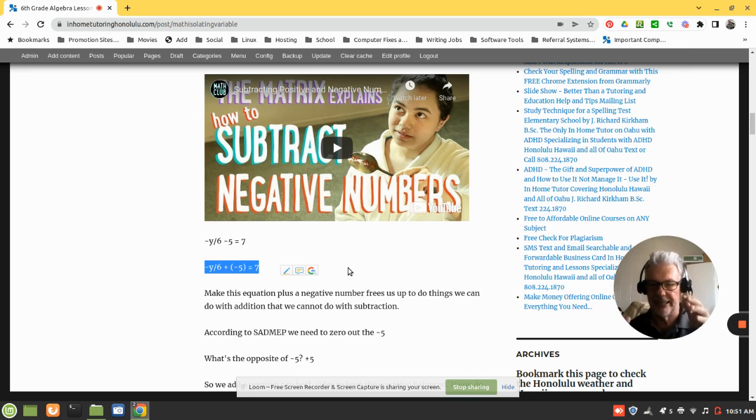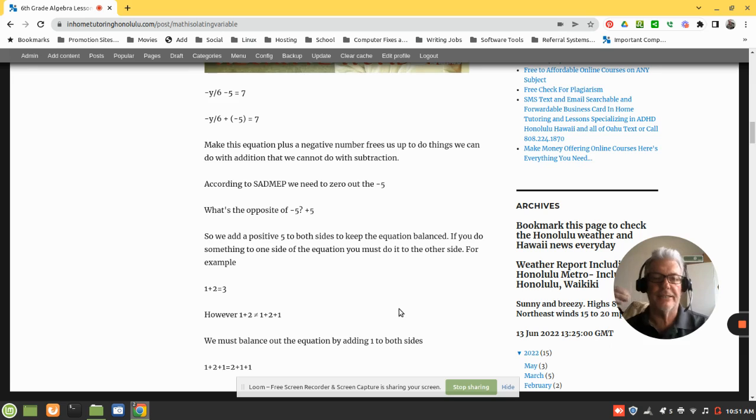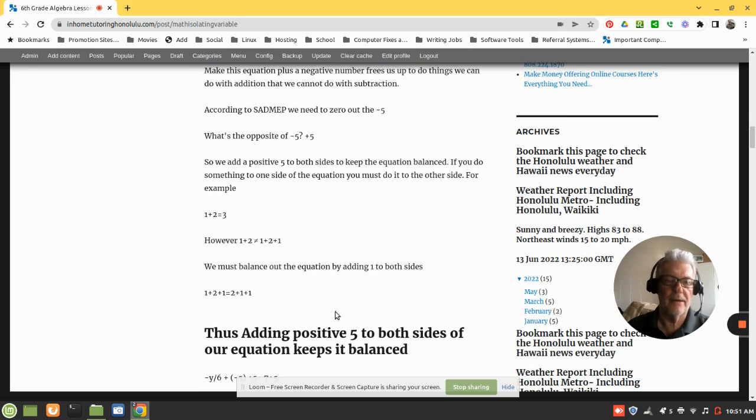Reason it's easier to deal with is because I can take, well, in fact, I think below here I show an example, okay? So with addition, I can take 1 plus 2 equals 3. However, 1 plus 2 does not equal 1 plus 2 plus 1. But 1 plus 2 plus 1 does equal 2 plus 1 plus 1. Okay, so you getting the idea? You got to do the same thing on both sides.